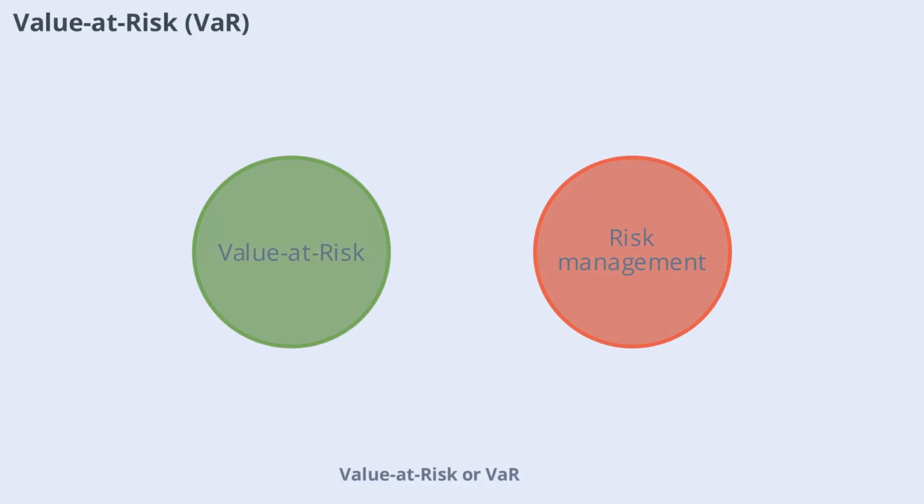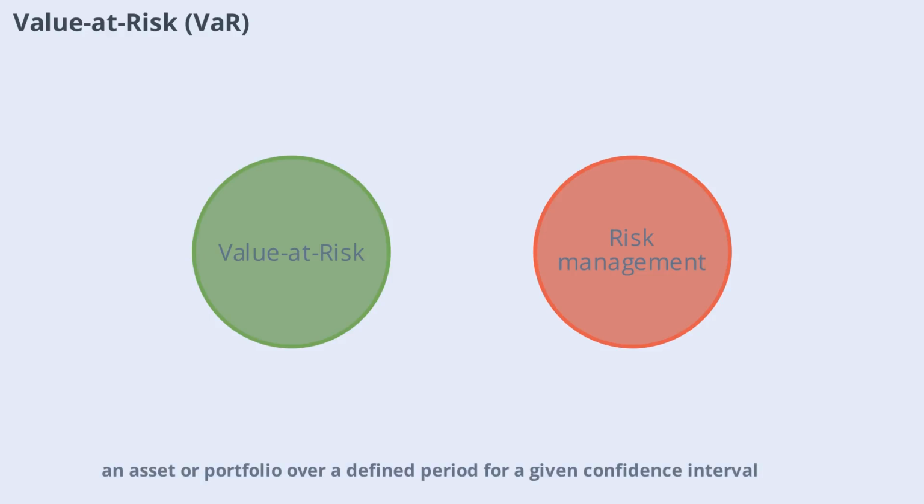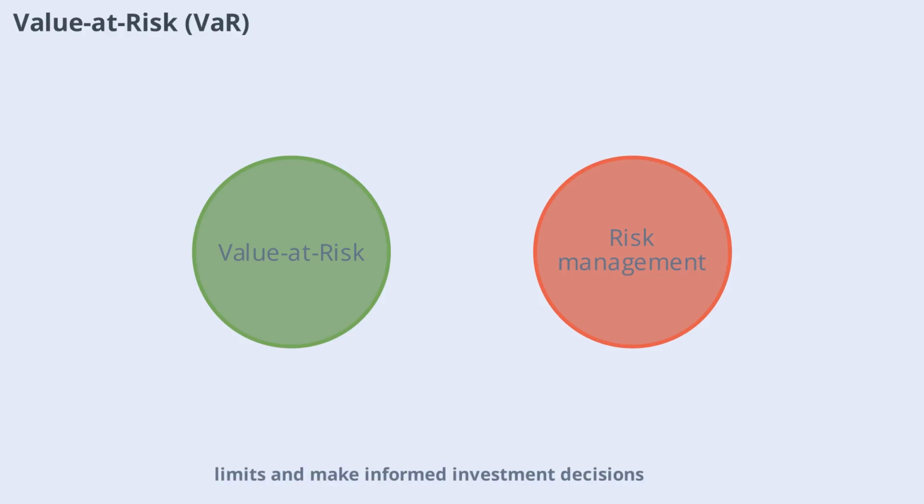Value at risk, or VaR, is a statistical technique used to measure the potential loss in value of an asset or portfolio over a defined period for a given confidence interval. VaR is widely used in risk management to quantify and control exposure to market risks. Understanding VaR helps organizations set risk limits and make informed investment decisions.